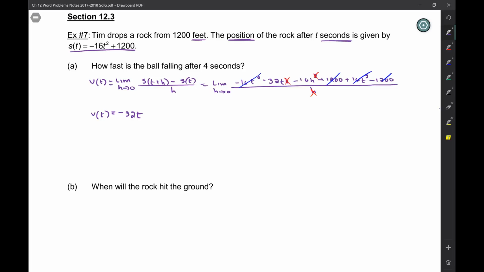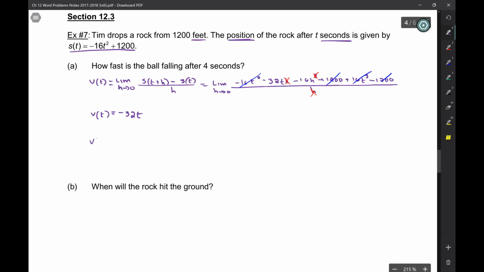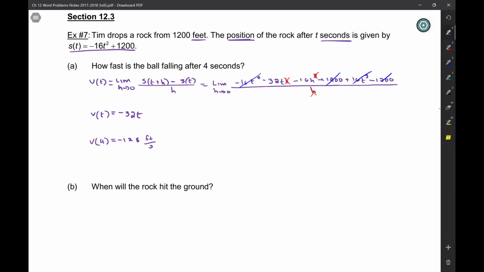So v of t is negative 32t, but that's not what we want, because v of 4 is negative 128. Feet per second, thank you. Because it was given in feet, I know, I have to sacrifice a little bit. I use feet sometimes. So v of 4 is negative 128 feet per second.